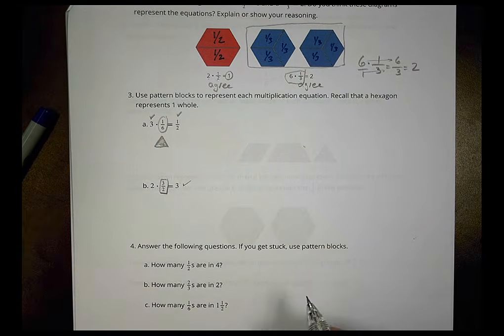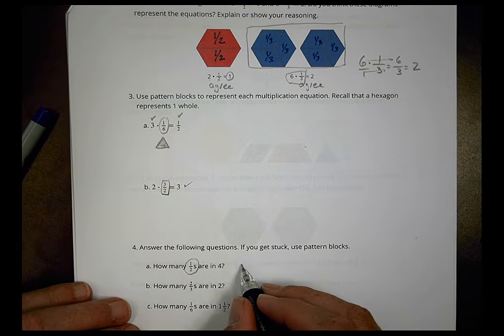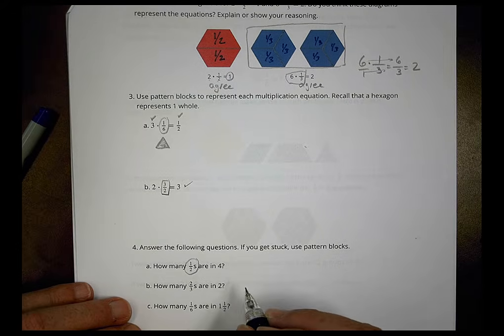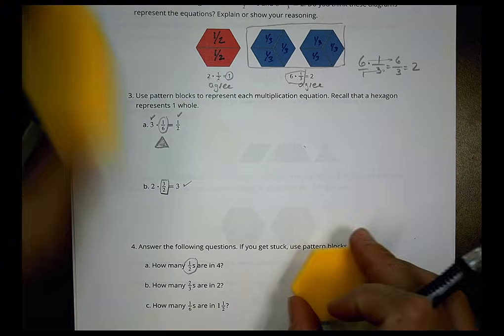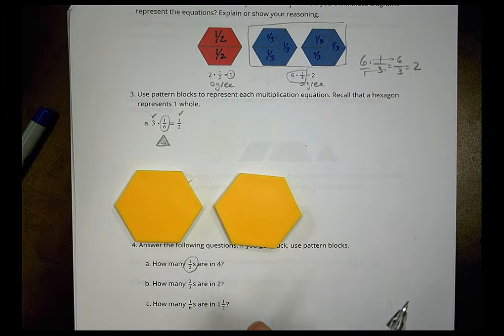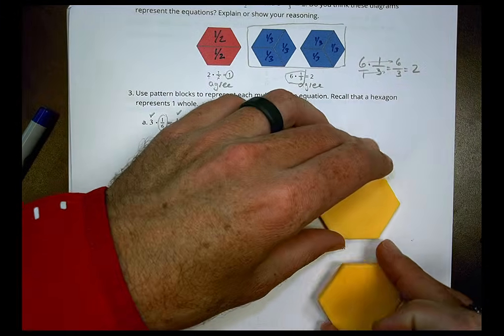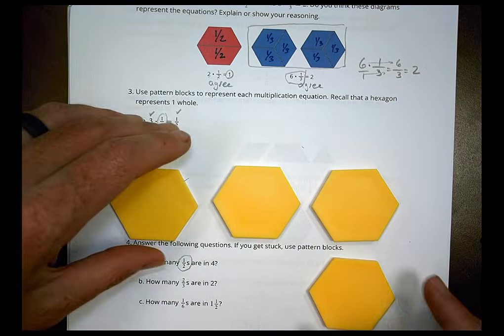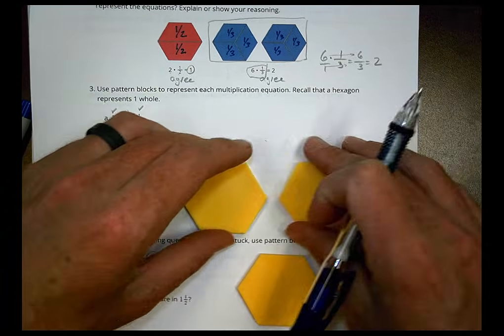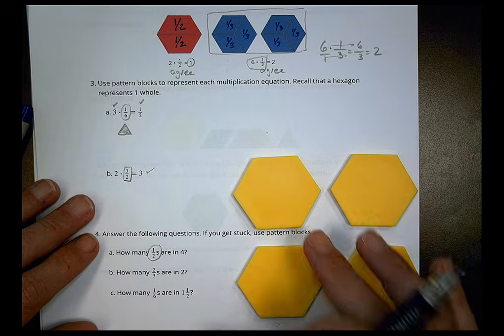Answer the following questions. If you get stuck, use pattern blocks. Okay, so how many halves are in 4? So again, let's think about the shape. How many halves are in 4? So if I took the pattern blocks here, 1, 2, 3, 4. Put it like this because I don't have a lot of space here. And we'll put it aside. Let's see if we're on the frame for the picture. Yep. All right. So how many halves are in 4?